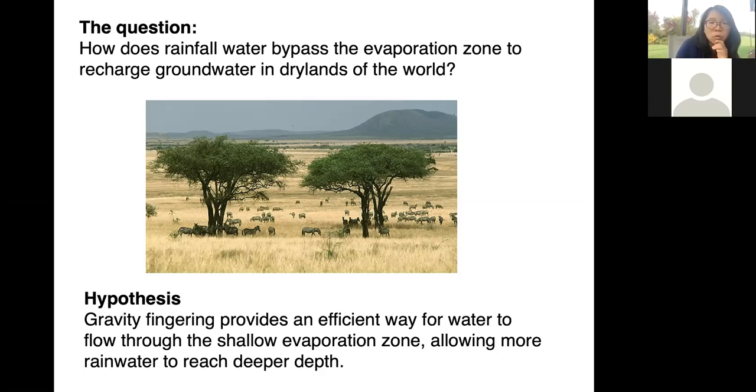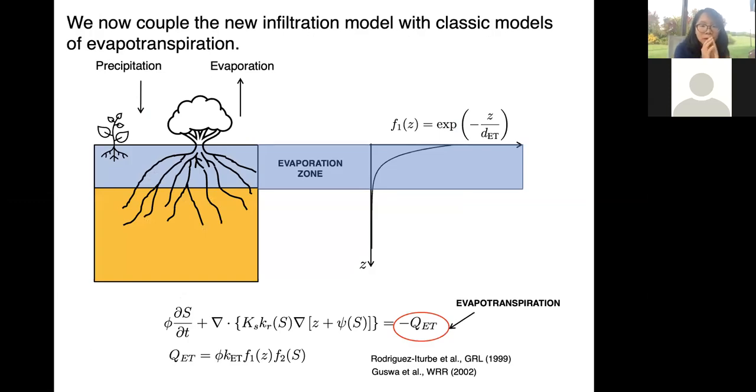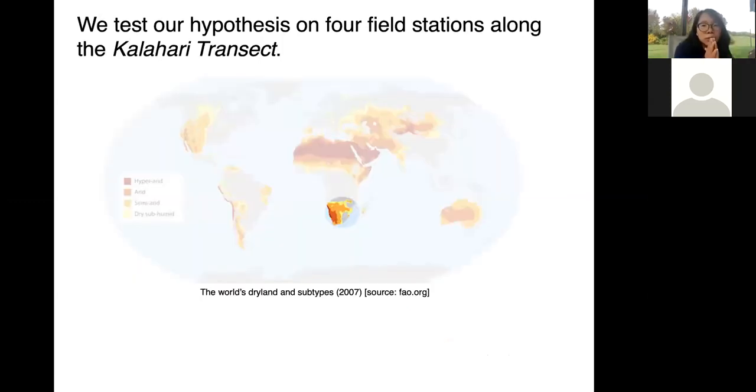And so we test our hypothesis using modeling, and as I mentioned earlier, we now have this updated model that captures the infiltration physics, and then we couple it with the standard treatment of modeling evapotranspiration, which is essentially an exponential decay function with depth. We apply this model to 4 field stations along the Kalahari Transect, which is shown here.